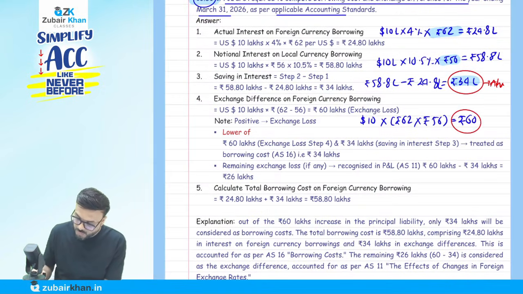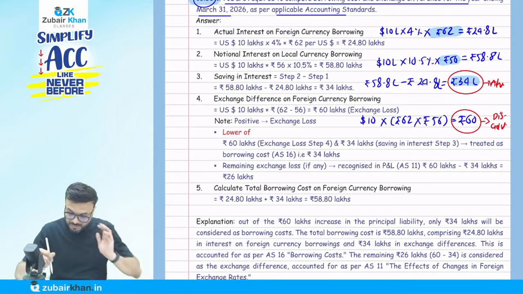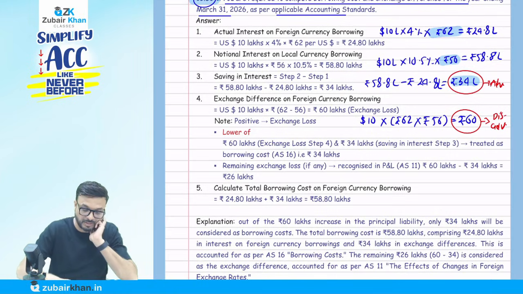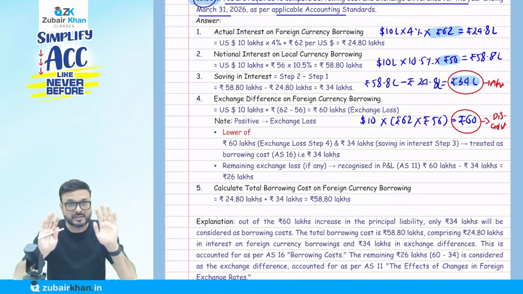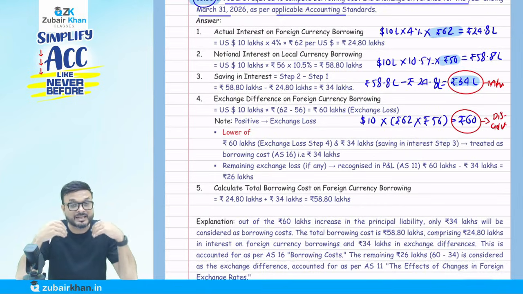Why is this a disadvantage to me? Because the loan should be 10 multiplied by 56, that is 560 lakhs. But now it is 620 lakhs. The reason is the increase in the exchange rate. These are the disadvantages I have. You got the point now?